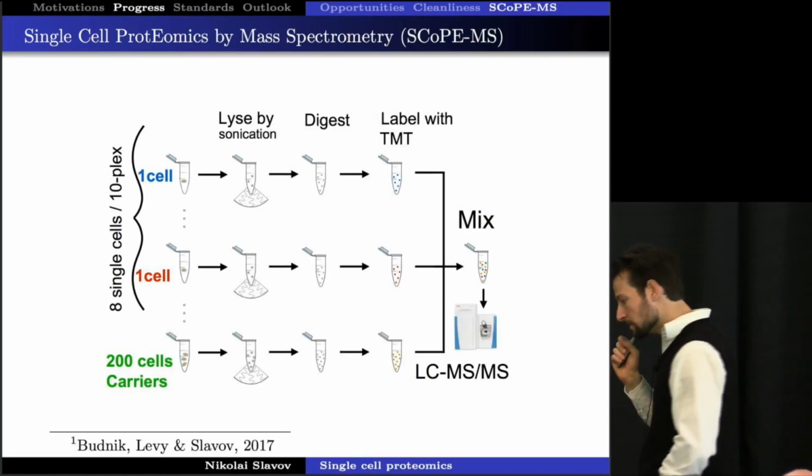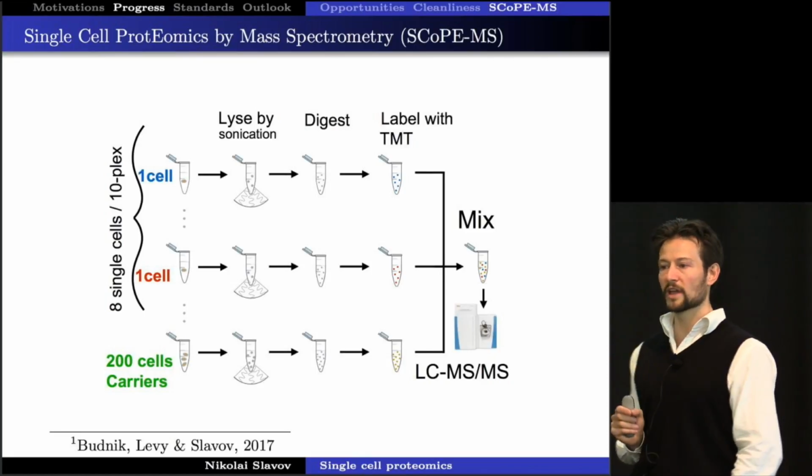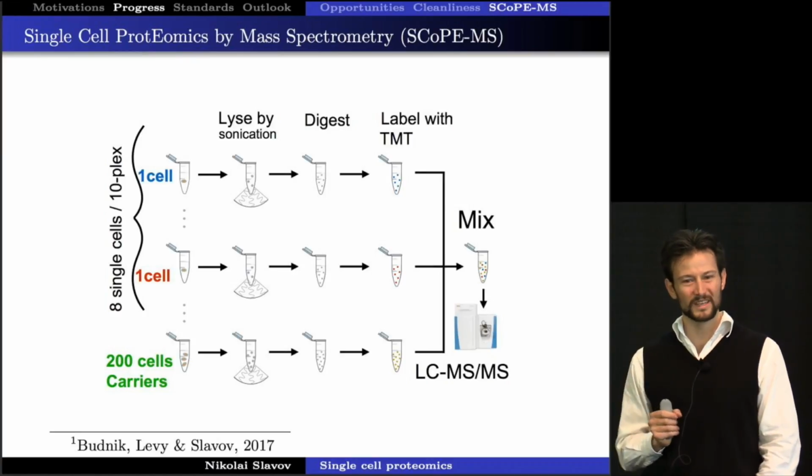Because to be able to quantify a peptide, we need a single ion that we really know came from that peptide. But to be able to identify the sequence, we need more ions. And the carrier cells provided those ions for identification.